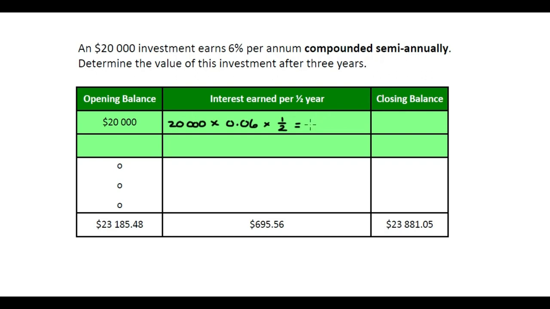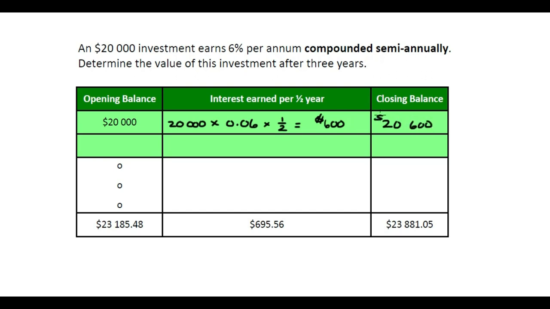If you do that calculation, and of course I worked that out in advance to speed things up a little bit, we end up with $600. I guess that makes sense. That's exactly half of our $1,200. Sorry, I'm getting ahead of myself there. Our interest is $600, which is half of $1,200. And yes, the closing balance will be $20,600.